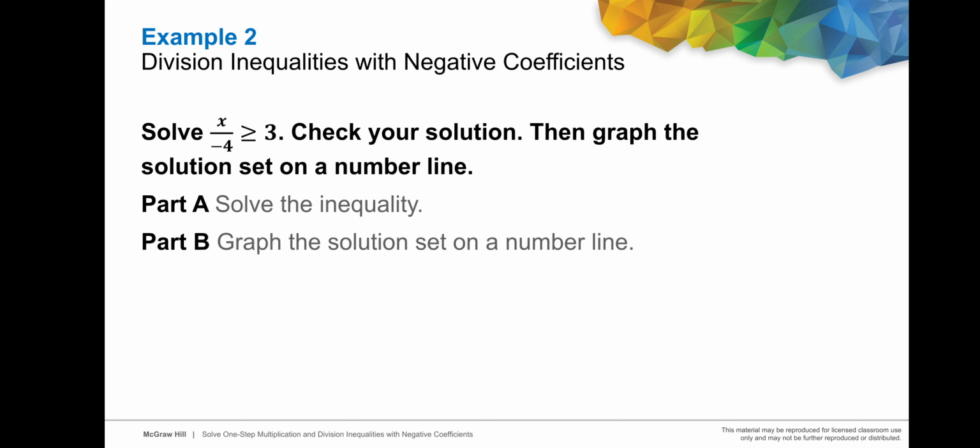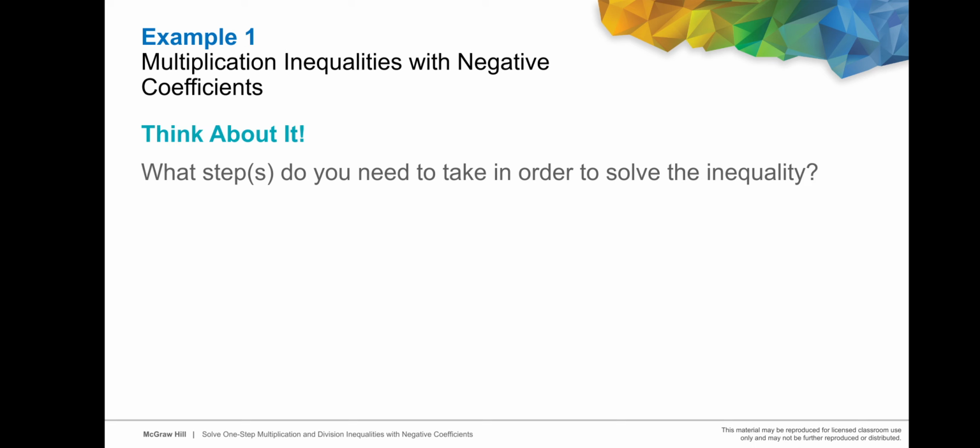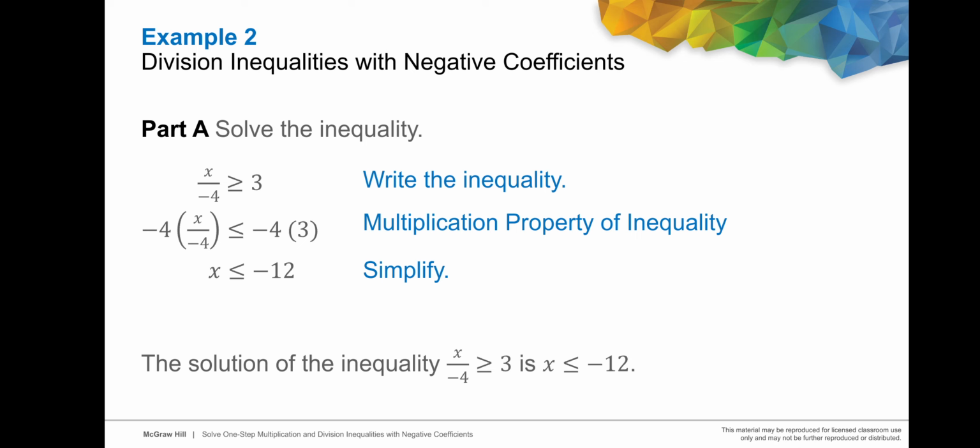In example 2, we will solve a division inequality: x over negative 4 is more than or equal to 3. In this example, since it's division, I will depend on the multiplication property of inequality. I will multiply by negative 4, not by 3. I'm not concerned about what's on the right side. My concern is only on the side of x, the variable.